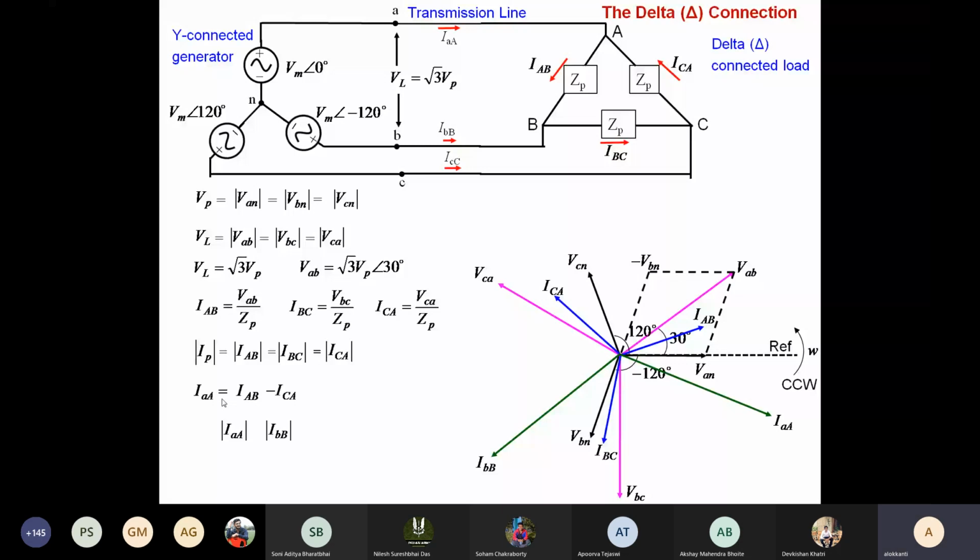They will again be shifted from each other by 120 degrees. And since we have assumed the balanced situation, the generator is balanced and the load is balanced, they all are equal to each other. The magnitudes of these line currents are equal to each other, and the line current is equal to root 3 times the phase current for a delta connected load.